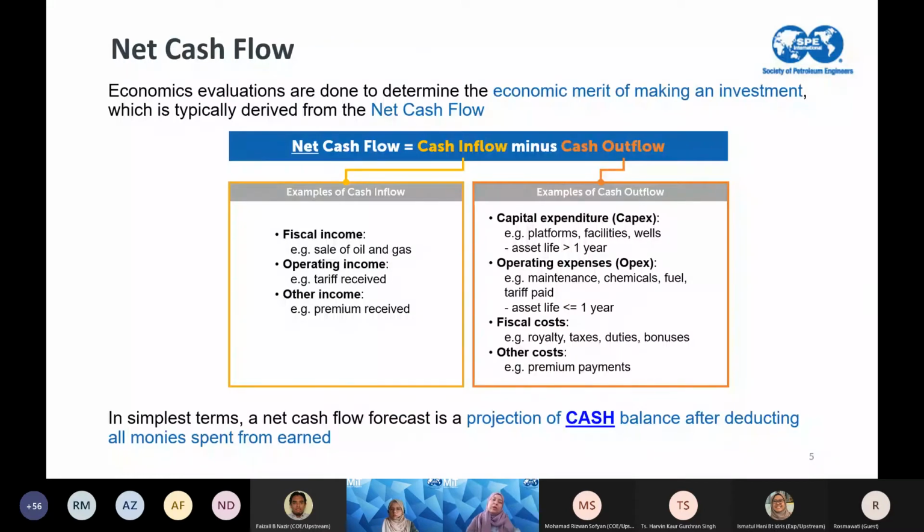Okay, so I talk about net cash flow. What is net cash flow? Okay, so net cash flow is essentially just cash in minus cash out, right? With the emphasis on the word cash. Cash is important here because there are other types of cash flow, not just net cash flow. You have financial cash flows, for example. That's what the accounting and finance group will typically work with. It contains non-cash items and things like that. Okay. So net cash flow is done to determine the economic merit of making an investment.